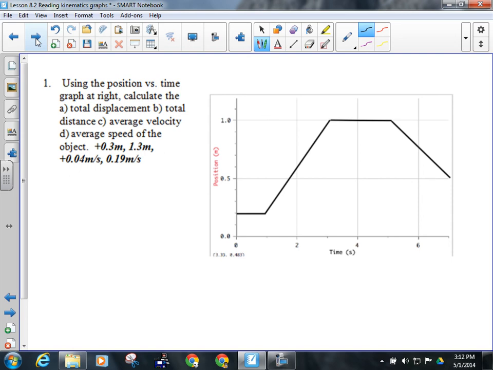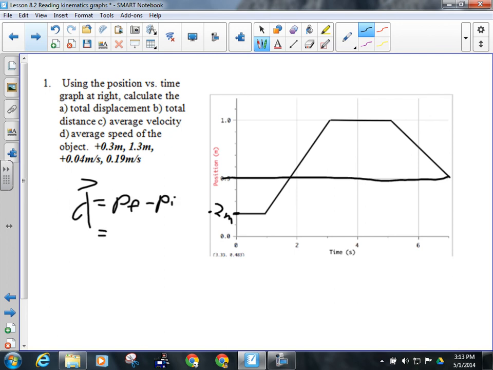Yeah. So its position at the beginning is 0.2 meters, and its position at the end is 0.5 meters. What's its displacement? 0.3 meters. How did we figure that out? Displacement is final position minus initial position. Meters minus meters is still meters. 0.5 minus 0.2 is 0.3 meters. Everybody follow? All right, what's the total distance traveled?